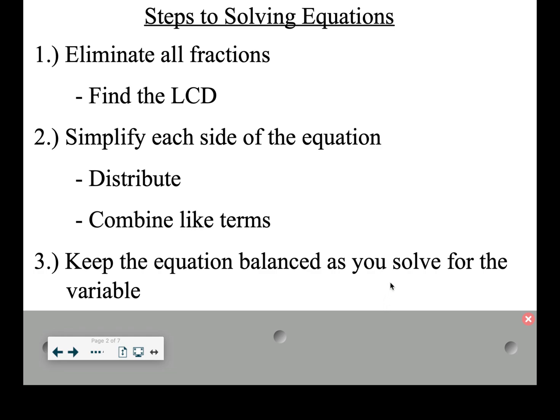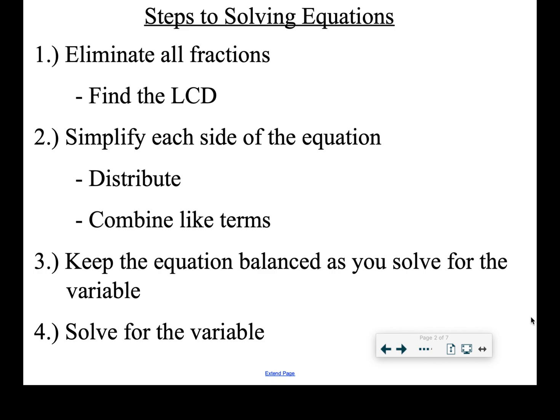What I mean by that is if you add something to one side of the equal sign, you've got to add it to the other side. Multiply on one side, multiply on the other. And then finally, our last step is, once we get the variable by itself, then we have to solve for it. Again, I'll explain all these steps, and we'll use them in some examples today.